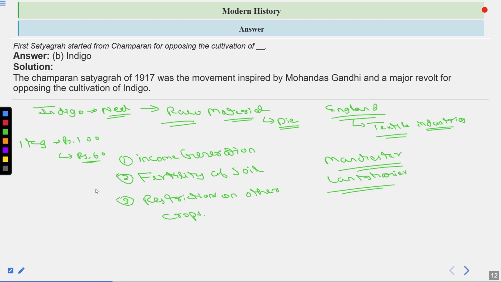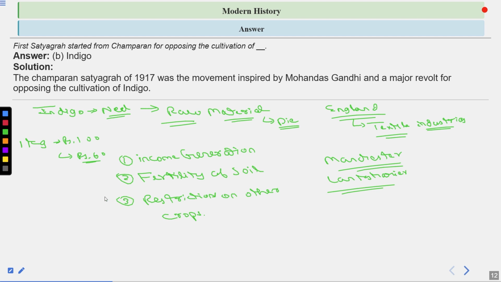Second, the fertility of soil. Basically, the indigo crop is well known for reducing the fertility of the soil. So, if the farmer continuously grows indigo on his land, then the fertility will be reduced and the farmer would not be able to grow any other crop. So, that was the issue.